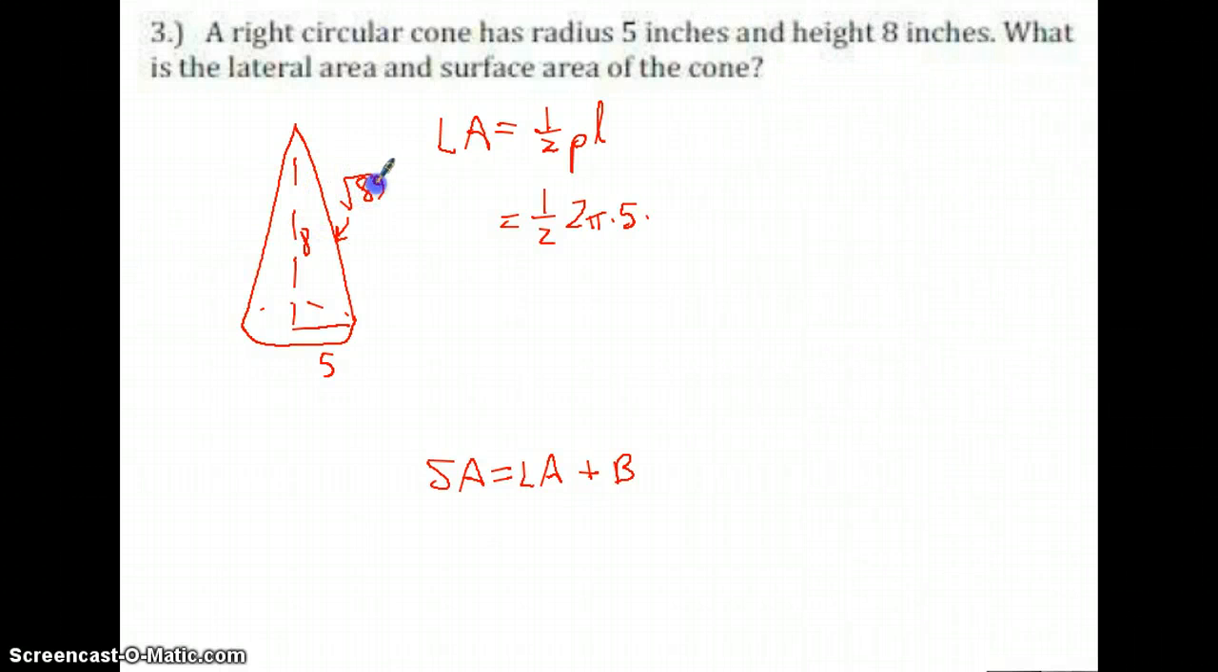It doesn't say you have to leave it like this, but I'm going to, just to show you it can be done. Square root of 89 does not reduce. It does not have any square factors. Half times 2 is always nice. It goes away. I have 5 pi times the square root of 89 in exact form. It's got a radical and a pi in it.